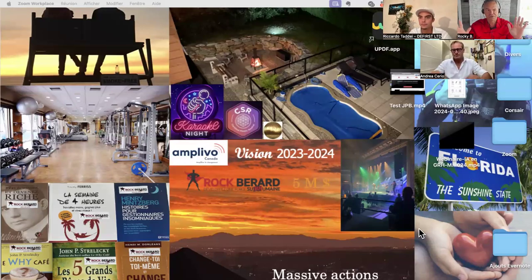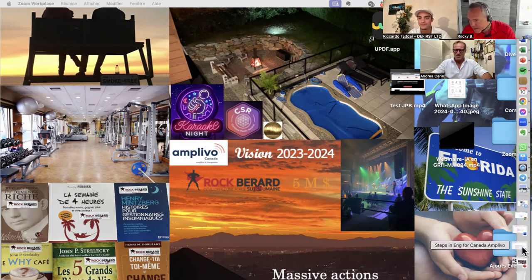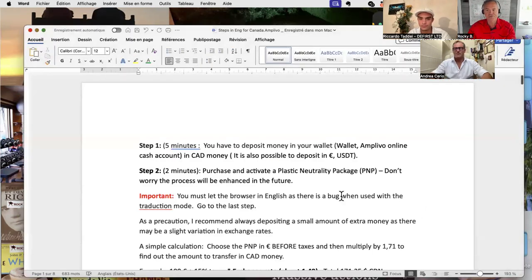So let's stay professional. Here, guys, is the step-by-step English version of how to deposit money for Canadians here in Canada. It is very important because Wayne programmed everything in order to be compliant in Canada.